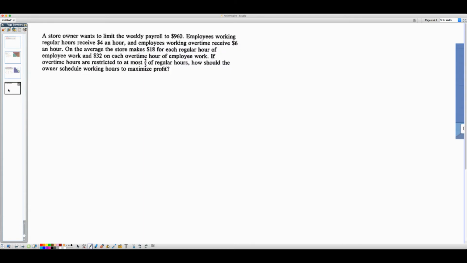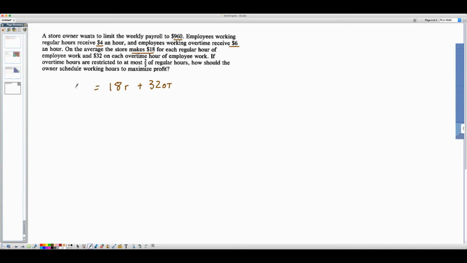Here's a third problem that we looked at in class. A store owner wants to limit the payroll to $960. That's the amount that he can pay out. He's paying $4 an hour for regular and $6 an hour for overtime. Now, on the average, this is how much he gets: $18 for the regular hours worked, and $32 for the overtime hours. So they must be really productive during the overtime or making something really good.